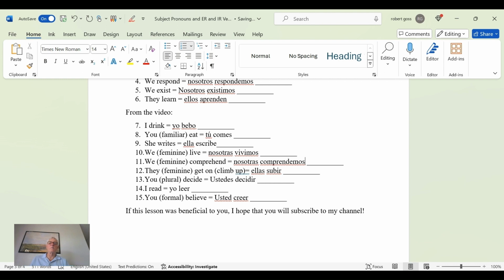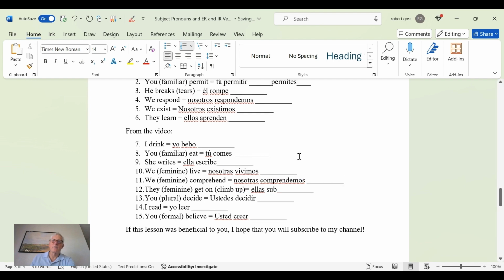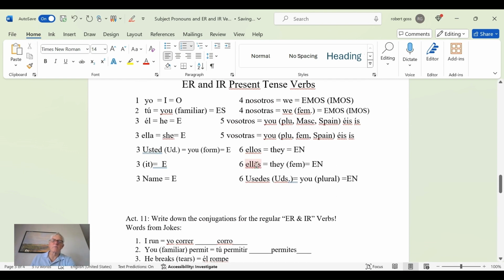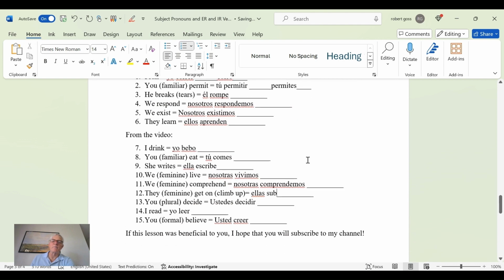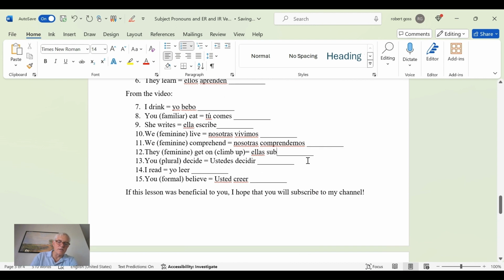Number 12, they feminine, get on or climb up. They that's feminine would be ellas. It is an IR verb, subir. So we can look for they that's feminine. Well, that's number 6. And it doesn't matter whether it's ER or IR. The ending is going to be EN. So ellas suben.